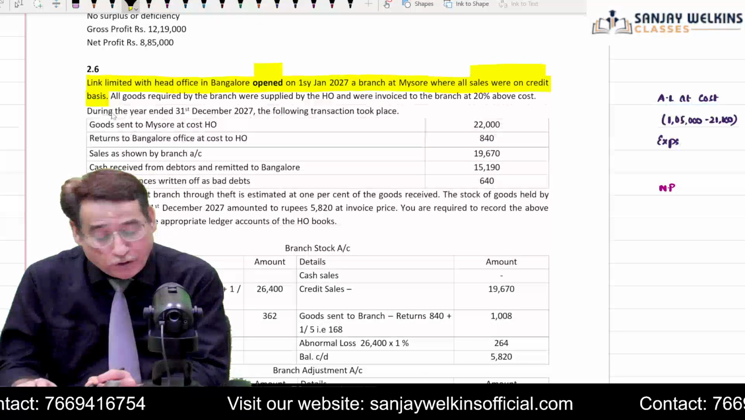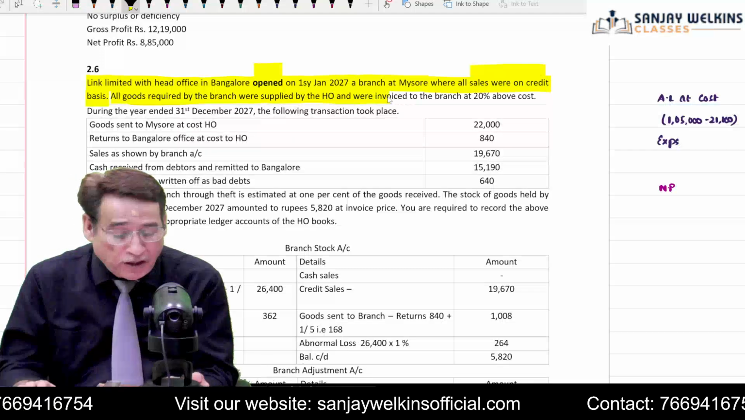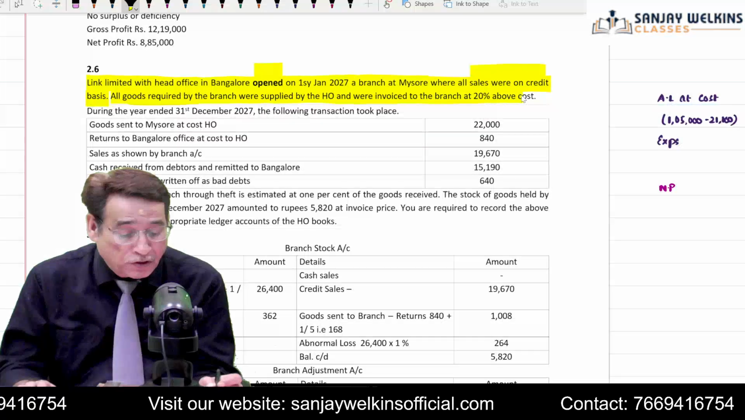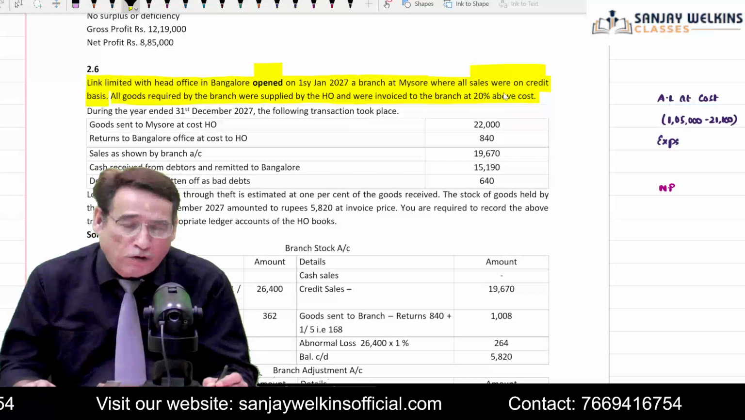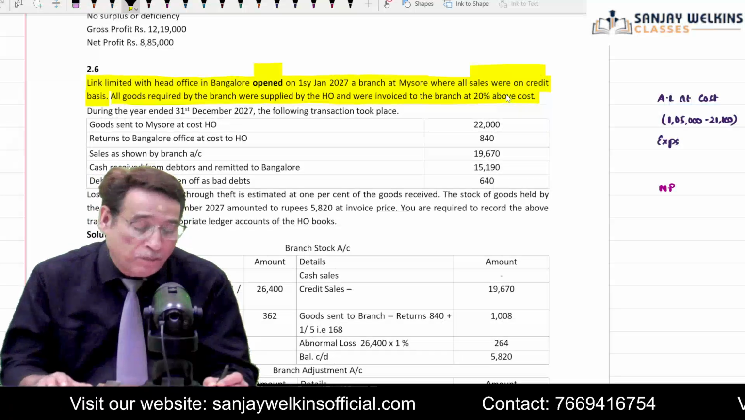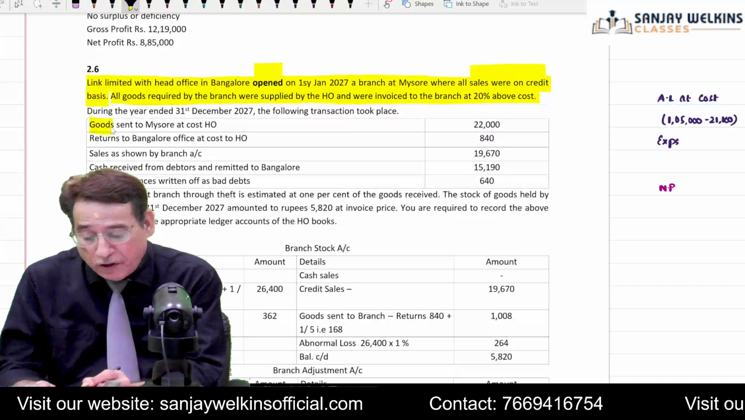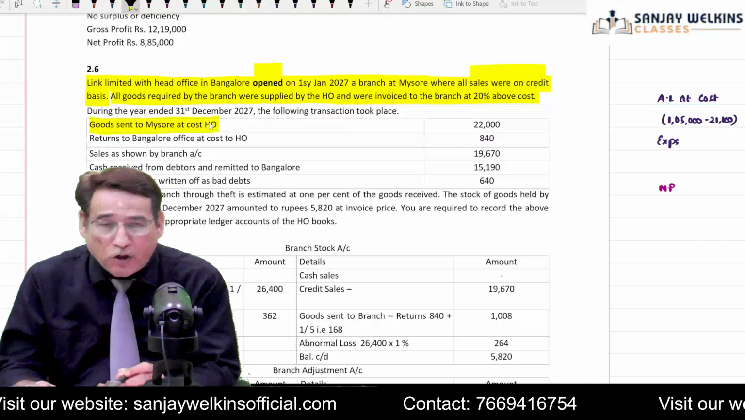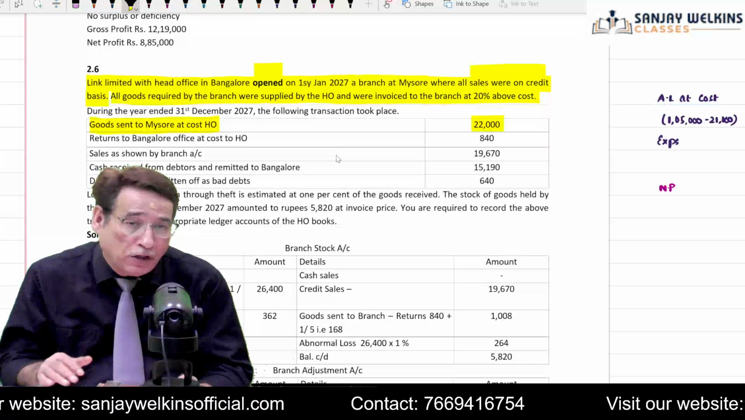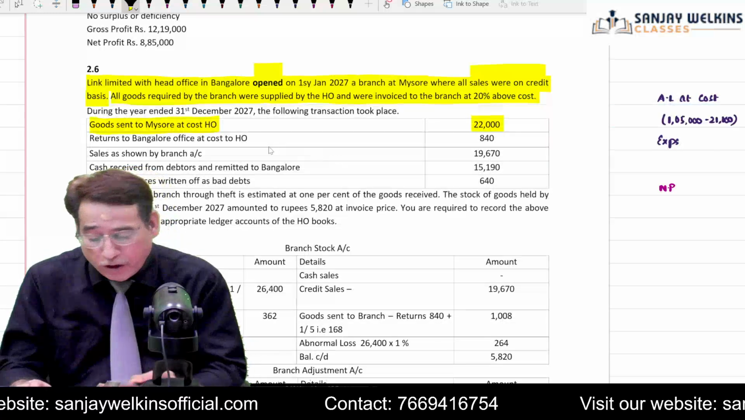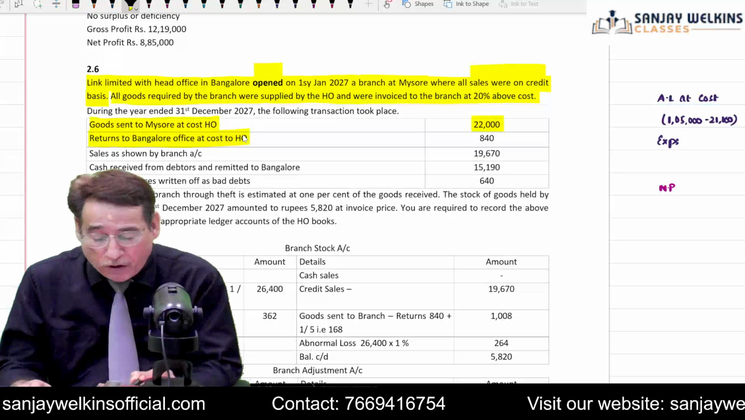Now we move over to the next. Further, it is written goods required by the branch are supplied by the head office and invoiced to the branch at 20% above cost. So again the rate of profit is given on cost, but this time the rate of profit is actually 20%. Now it is written goods sent to Mysore at cost to branch. That means this item is at cost. You will need to convert it into invoice price. Not only this, even returns to Bangalore.